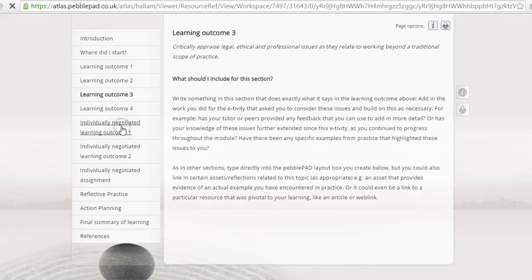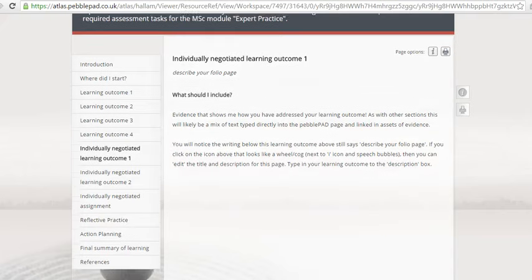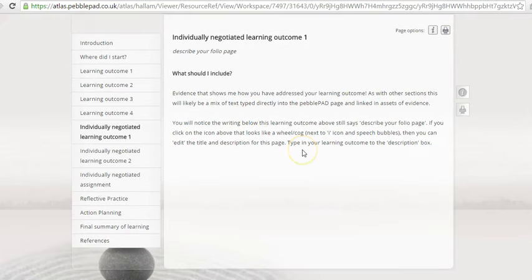Okay, so we'll just run through this first one. So in here, obviously I think this is fairly straightforward. We'll assume that your individually negotiated learning outcome 1 is the learning outcome that is not your assignment. So literally what you're going to do is put in the piece of work that you did for that learning outcome and for the activity that was called the individually negotiated learning outcome that was not the assignment, having built on that and taken on board the feedback given to you by your supervisors.